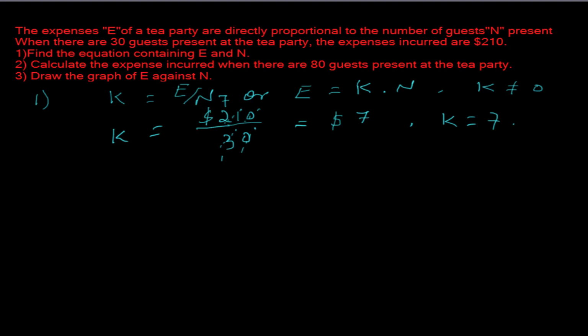Now that we know K is equal to 7, we can write the equation connecting E and N. So substitute K is equal to 7 into this equation to get the equation that connects E and N. So E is equal to 7 times N. This is the equation that connects E and N.